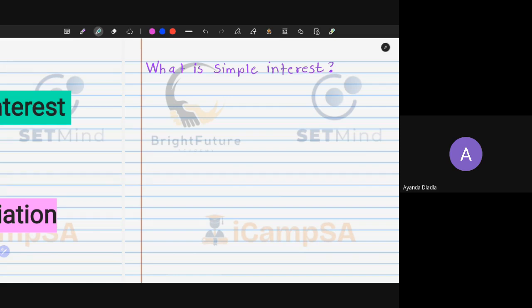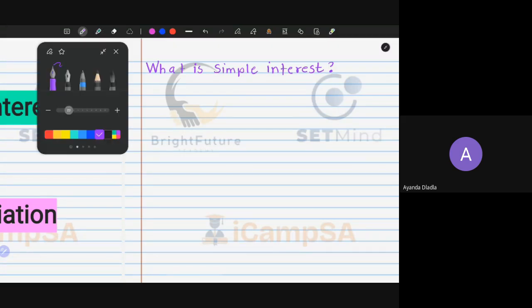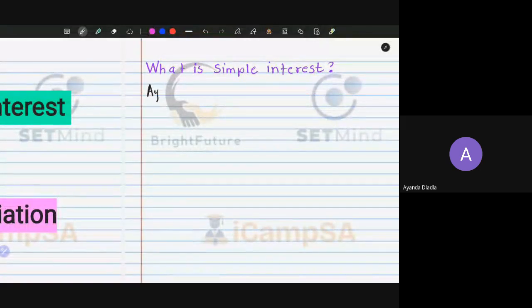I see a hand from Tandega. You can go ahead. Okay, let me see. You can give it a shot, Tandega. I see on the chat I do have a response from Ayanda. Tandega, what do you say? So we have an answer from Ayanda. And what they say is that simple interest, and I'll give many of you a chance, they say simple interest is interest on the original amount.